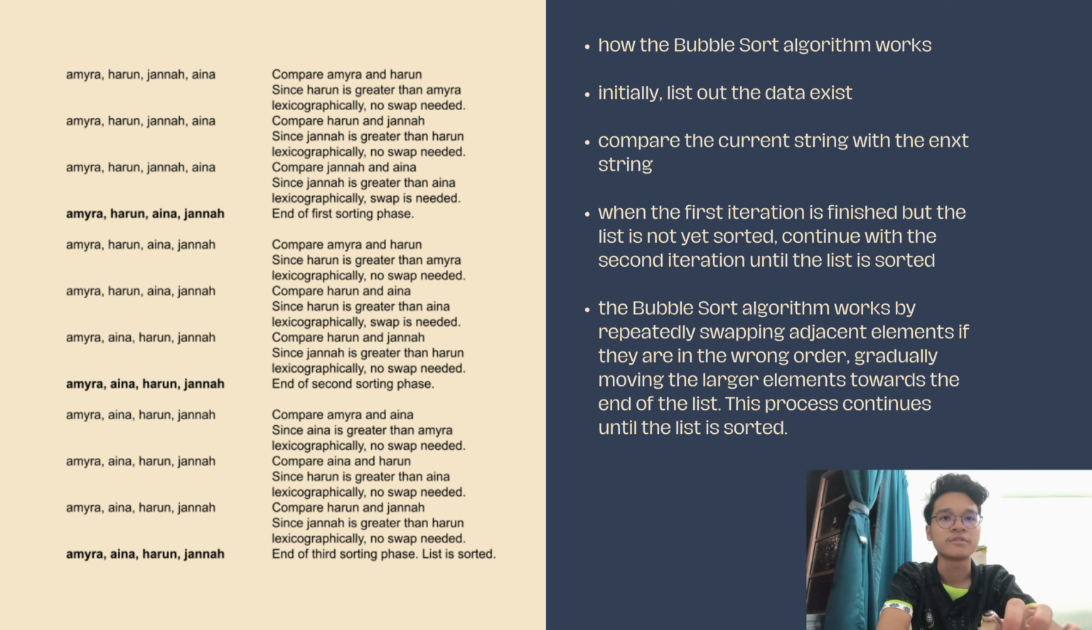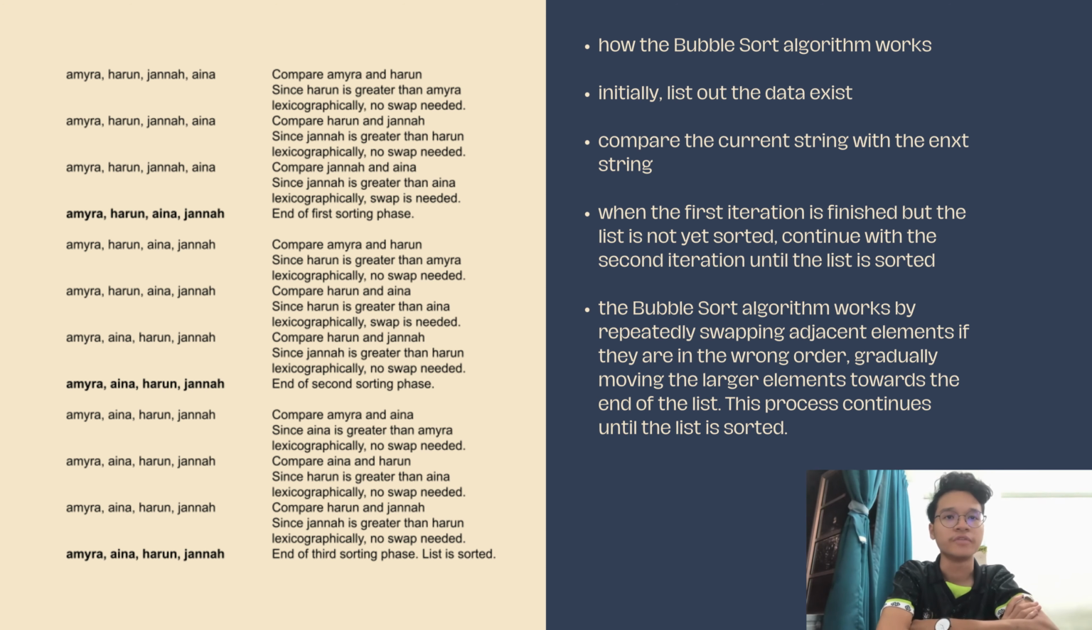The second sorting phase: Amira, Harun, Aina and Jannah. Compare Amira and Harun. Since Harun is greater than Amira lexicographically, no swap is needed. Compare Harun and Aina. Since Harun is greater than Aina lexicographically, swap is needed because alphabet A comes before the alphabet H. The next one is compare Harun and Jannah. Since Jannah is greater than Harun lexicographically, no swap is needed. And then this is the end of the second sorting phase.